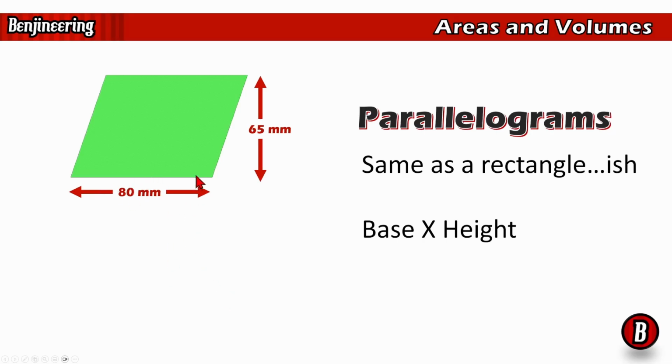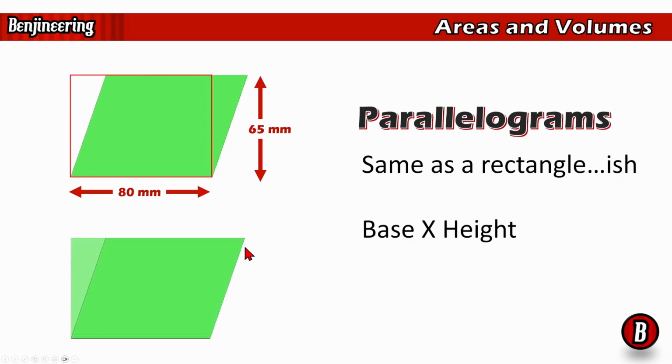So when you first look at this, it doesn't seem intuitive, but if I show you this, if you imagine that we take this triangle here, we cut it off and stick it on the other side, you can see actually it only occupies the same amount of space as a rectangle. So whatever we gain over here is lost over here. So imagine that just shifts across over to there. So it's exactly the same formula, base times height.